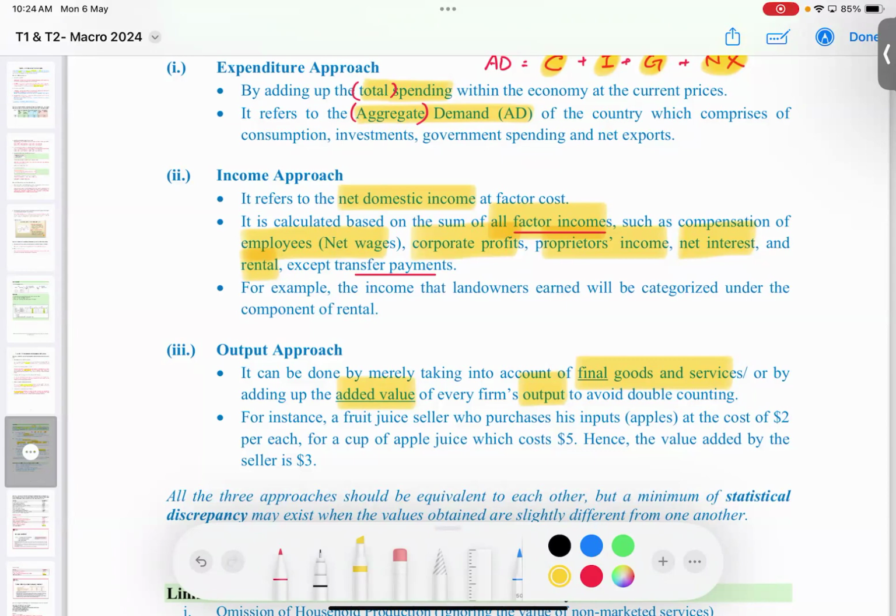If I give you the values about the income of the people, the rental, the profits of the company, then that is the income approach. So you look into the table and decide which approach you should proceed with. Okay, so that's the first part over here.